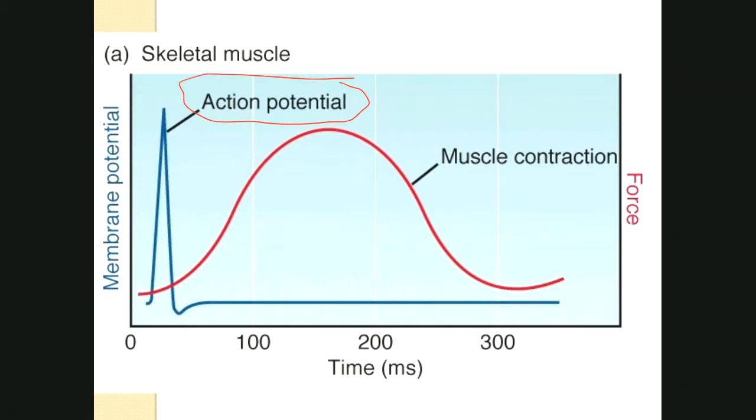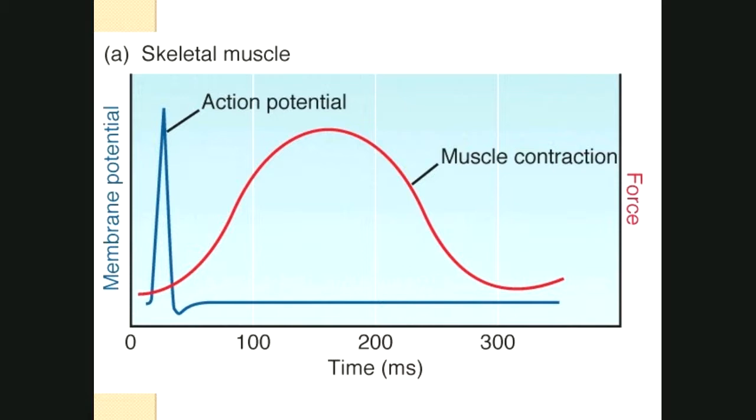Now you can do a bunch of steps. Remember we went through like 10 steps, but really just two things are happening that have anything to do with this action potential. Sodium enters, potassium leaves. And then remember what's going to happen is this action potential is going to cause a muscle contraction.